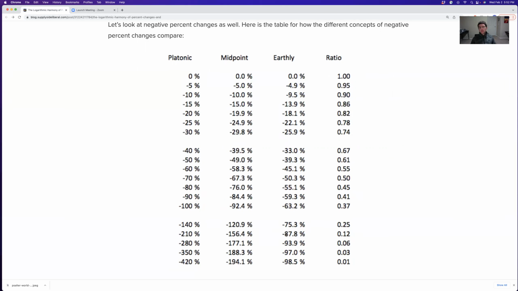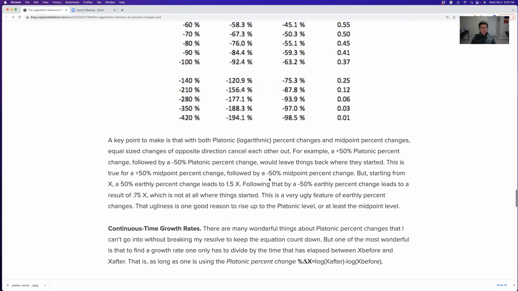So if it were exact, that ought to be minus 87.5%, but it's really not that far off. So that's a lot of what you need to know.